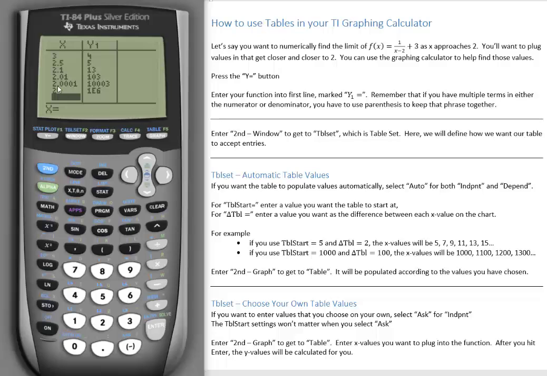But you remember, we actually inputted 2.000001. And so you can see that number is getting larger and larger. As x approaches 2 from the positive side, my y value approaches infinity. All right, so that's how you can use your calculators to help you find the limits.